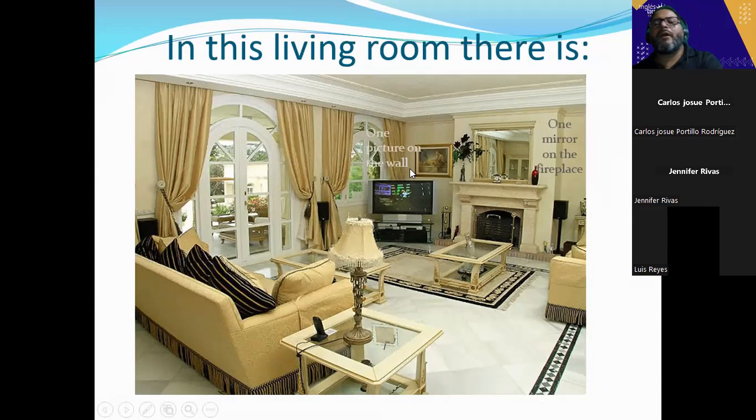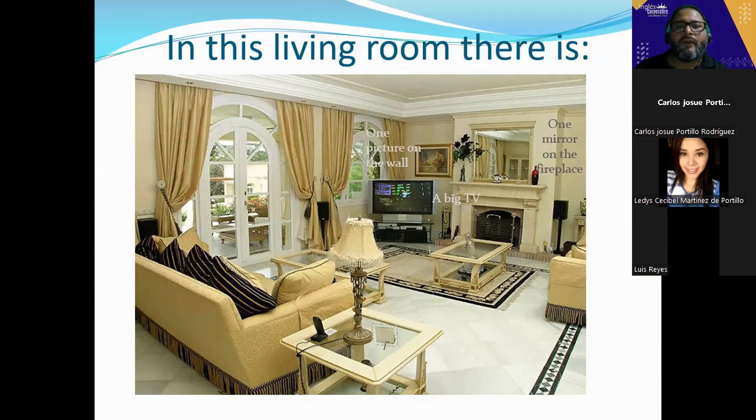How do you use there is or there are? Me van a decir si se van a ocupar there is o there are. ¿Qué es lo que estamos viendo ahorita? Say it is one picture on the wall. What is the structure that you need to use? One picture on the wall. There is or there are? Hello, hello. Are you there? There is. There is one picture on the wall. Very good. One mirror on the fireplace.